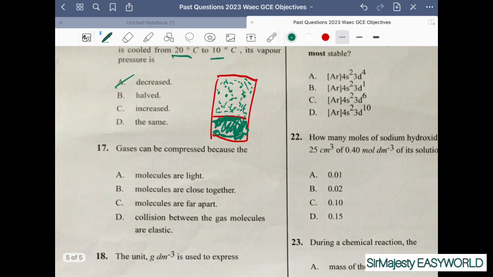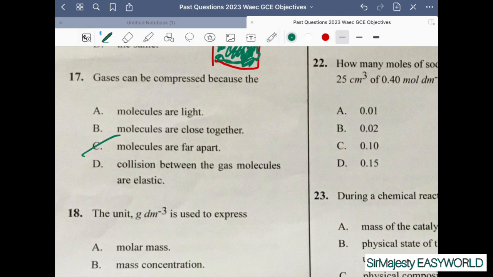That's number 16. Number 17 says, gases can be compressed because... why must we compress gas? A says molecules are light, not a reason. B says molecules are close together. If they are close together already, you don't need to compress now. C, molecules are far apart. D says collisions between the gas molecules are elastic. This is C. Yes, the gas molecules are very much far apart, in this case scattered all over.